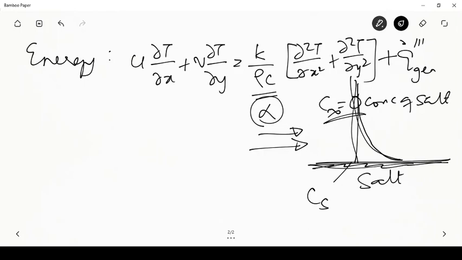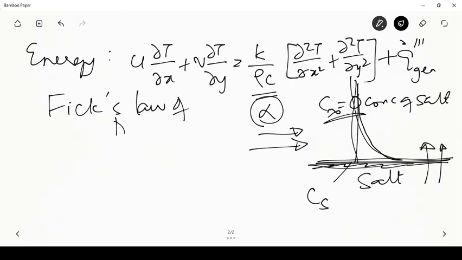Now if I look at the conservation equation for the transport of the salt from the slab to the fluid, it would obey a similar equation. At the surface, you will have what is called Fick's law of diffusion, which says the J double prime of salt in this particular case, which is the mass flux of the salt, would be proportional to del C by del y at this location.